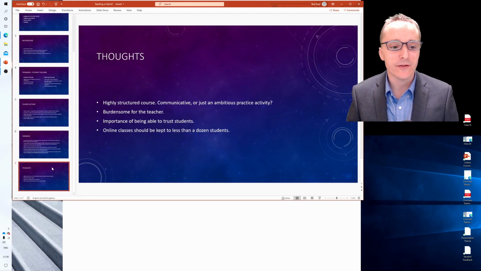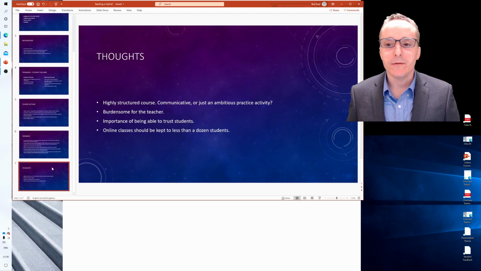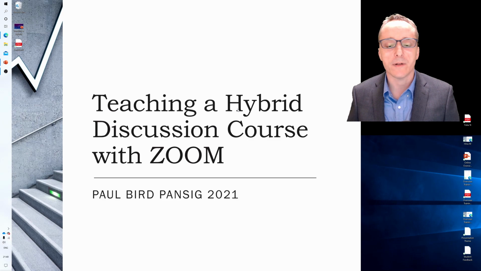So my recommendation for a Zoom class would be perhaps 8 students, perhaps no more than a dozen students, in order to keep the level of communication up, not only between teacher and students, but also between the students themselves in their own class. So this then is my presentation, and I hope you found it useful, and thank you very much for watching.